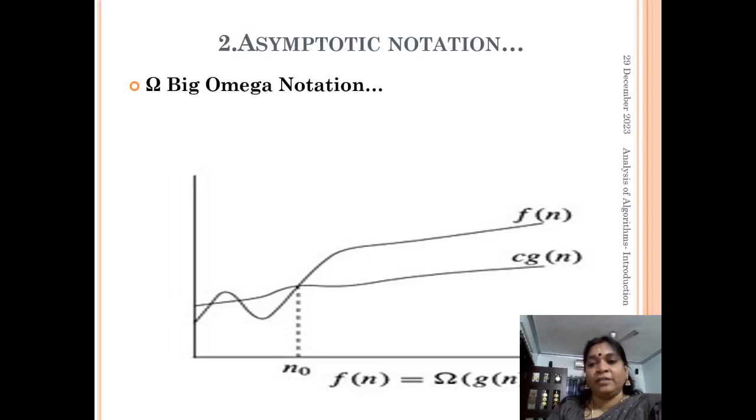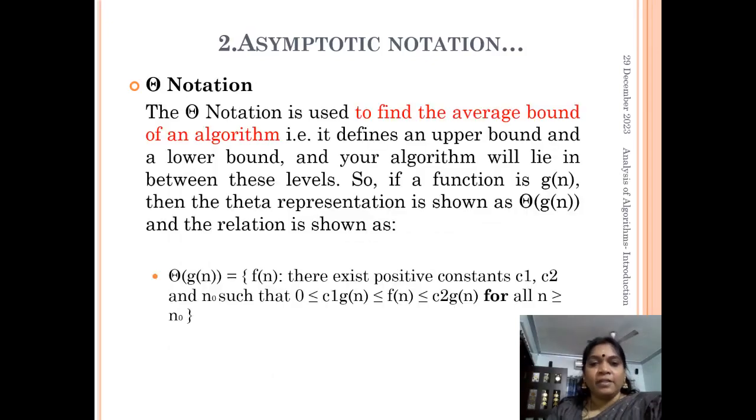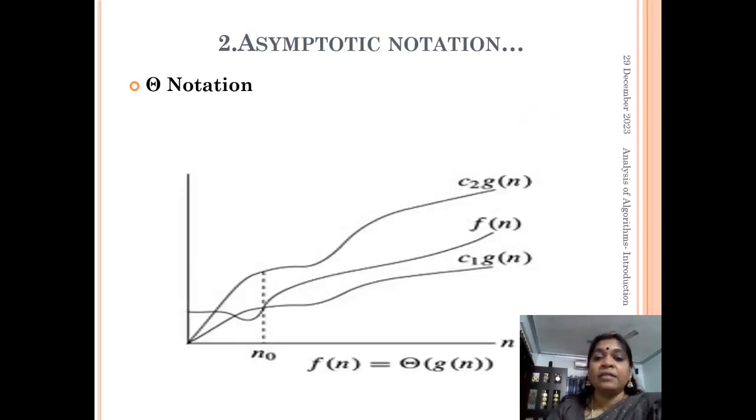So the last notation is big theta, which is used to find the average bound of an algorithm. That is, it defines an upper bound and a lower bound, and our algorithm lies between the levels of upper and lower. Diagrammatically, we represent this notation as f of n equal to theta of g of n. See the diagram, it will go in between the levels of c1 g of n and c2 g of n.